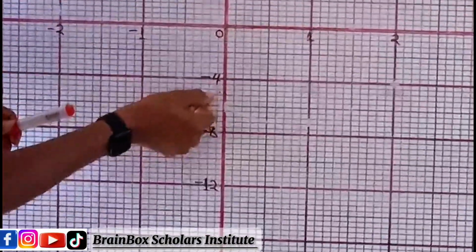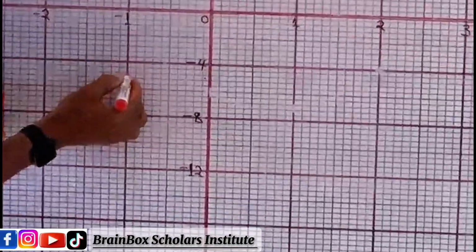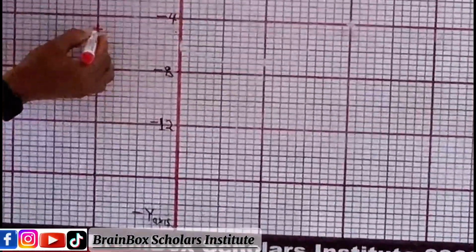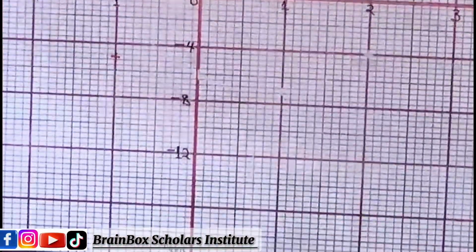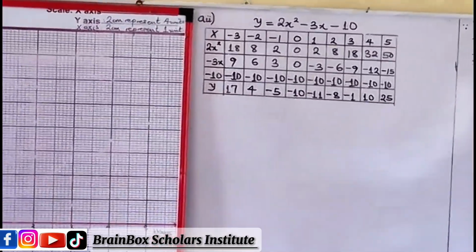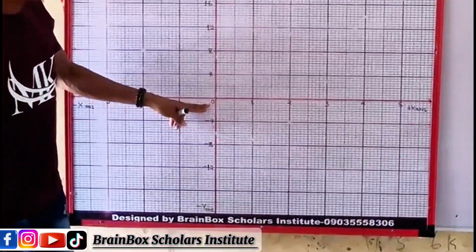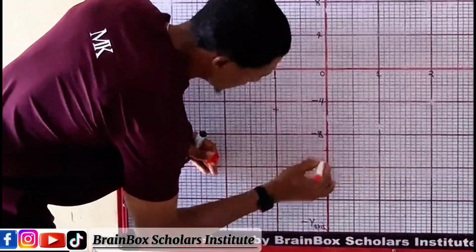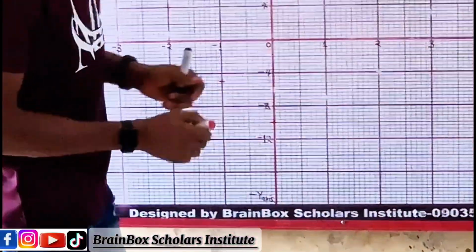Alright, so they are meeting here. Okay, so they are meeting here. Now next one is 0 and minus 10. So 0 and minus 10. So this is 0 for the x-axis. Here is minus 10. Okay? So on this line.